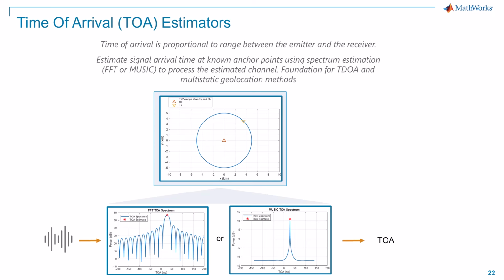The geometric interpretation on top: one TOA measurement from a single receiver defines a circle of possible emitter locations. You need multiple receivers to resolve position. TOA is the foundation for both TDOA differencing and multi-static geolocation methods coming up. Applications include passive source localization for electronic support measures and any scenario where you have time synchronized receivers.